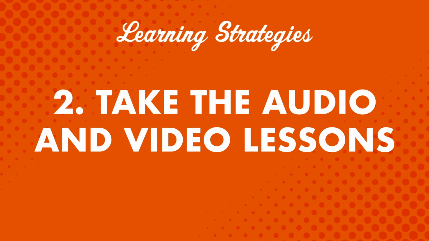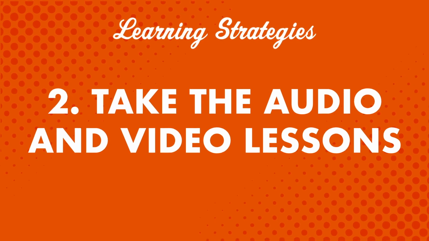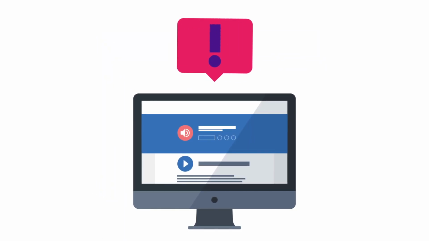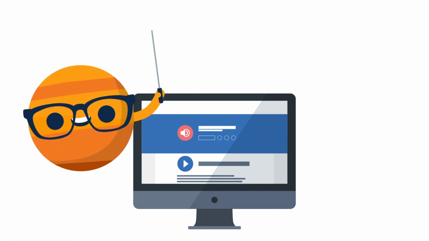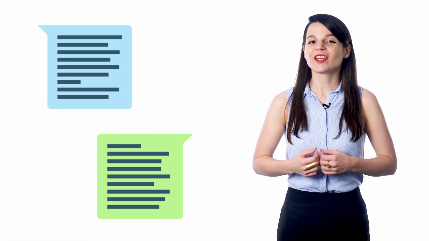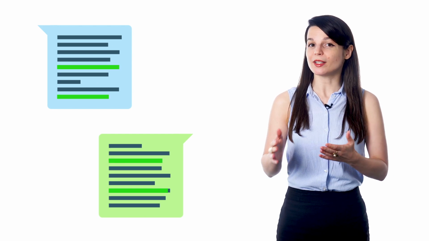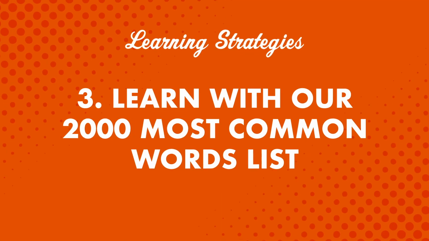Number 2. Take the audio and video lessons. One of the best ways to learn new words is by hearing and using them in conversations. This is because it gives you the opportunity to understand how the words are actually used. In every lesson dialogue, you'll likely come across some words you don't know. But don't worry, because our teachers translate everything. When you hear the conversation again at the end of the lesson, you'll be familiar with the words you didn't know at first.